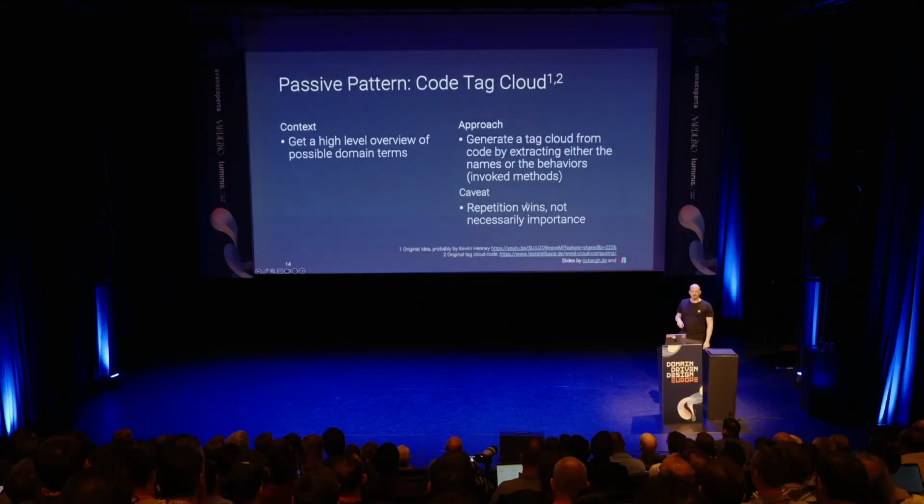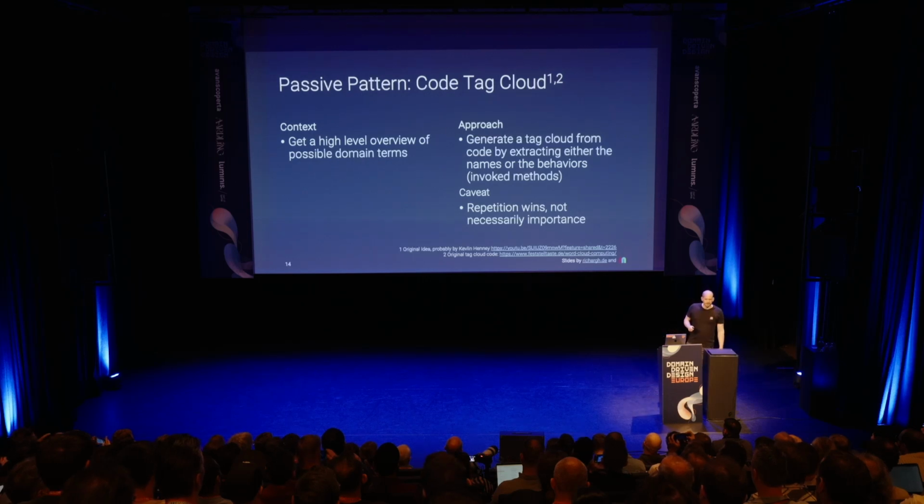So, first real pattern, the code tag cloud. The idea is to get a high-level overview of possible domain names. You just extract all the names you can find in code, and you put them in a tag cloud. Caveat, repetition wins. If your CFO has this one function he only calls once a year, it's probably only going to be mentioned in your code once a year. But it's still good to know.